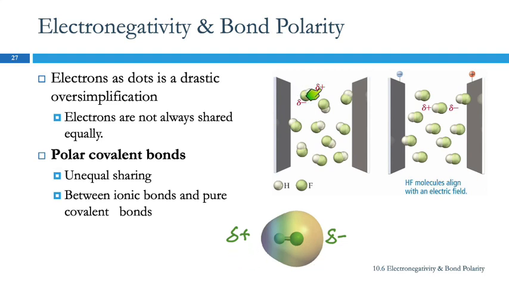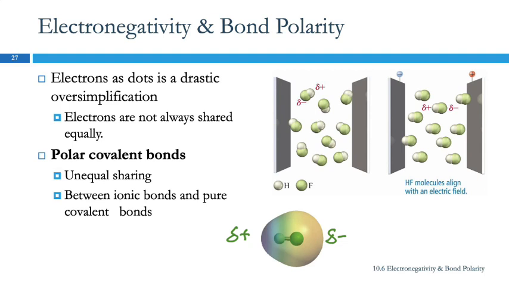So here we have our HF molecules just floating around, and they're going to be randomly oriented. If we turn on an electric field and make this plate negatively charged and that plate positively charged, all of these guys are going to snap to attention and point their positive ends towards the negative plate and their negative ends towards the positive plate. And you can get them to all line up like that. They're polar. One end is different than the other.